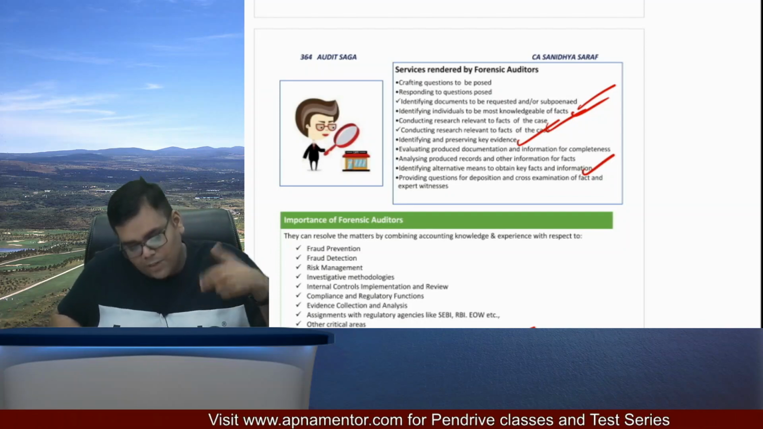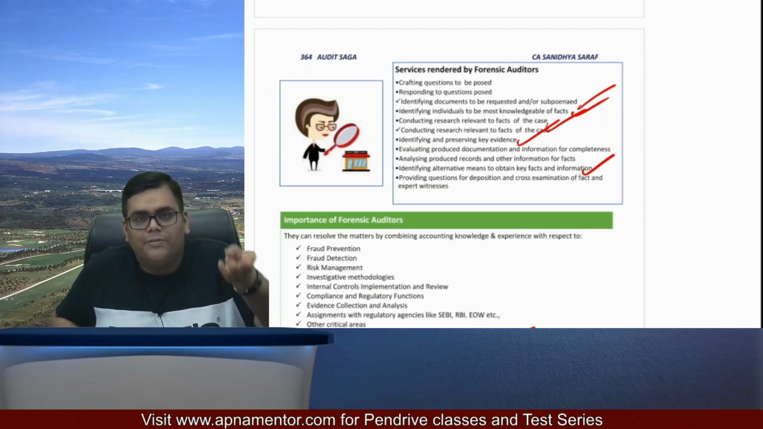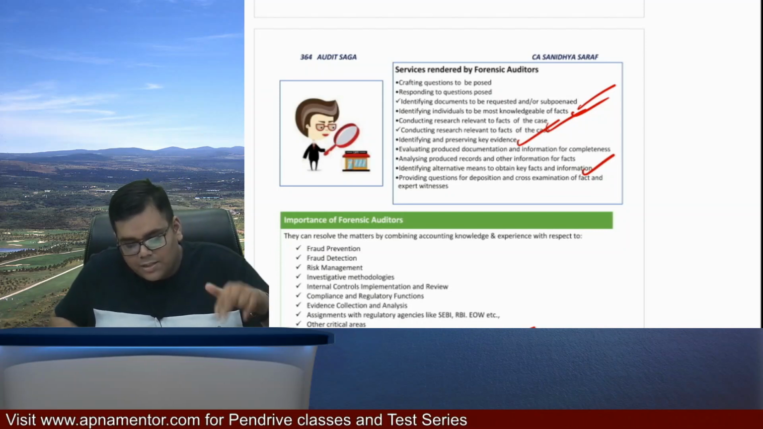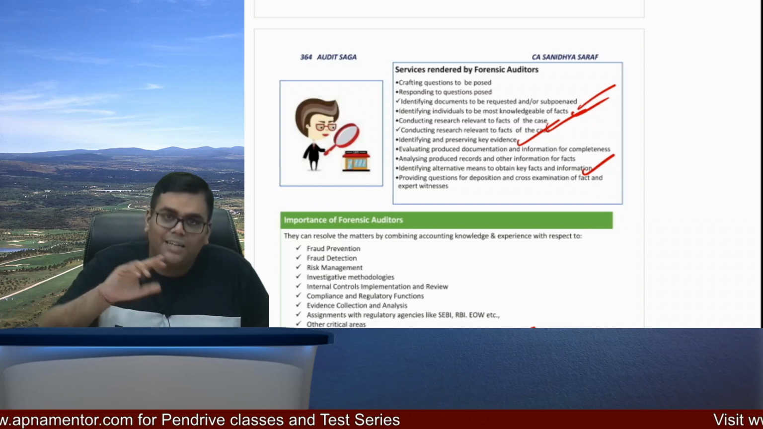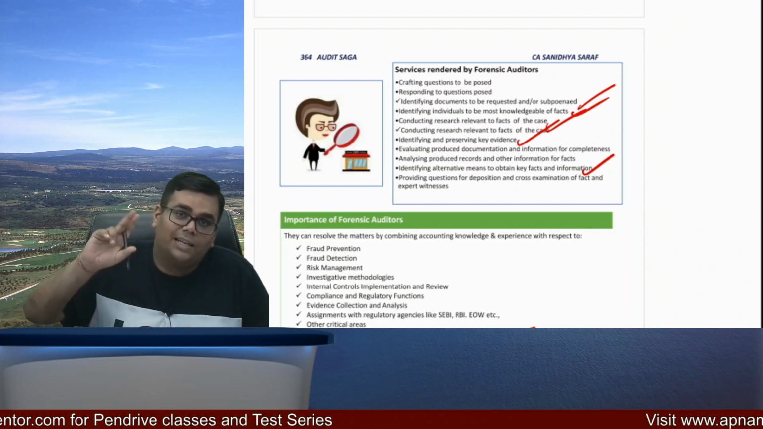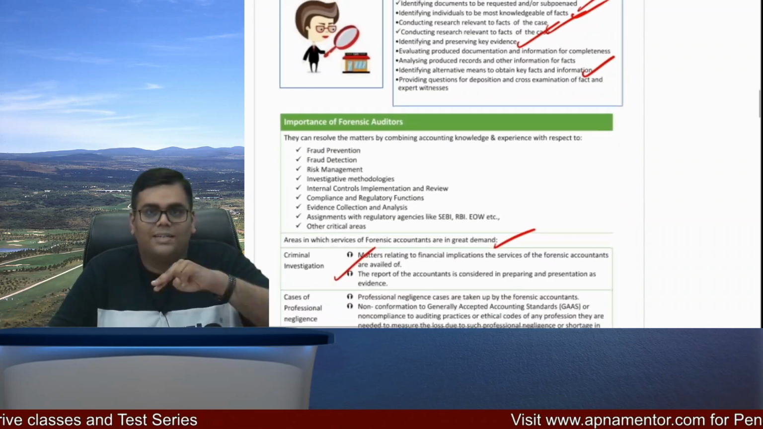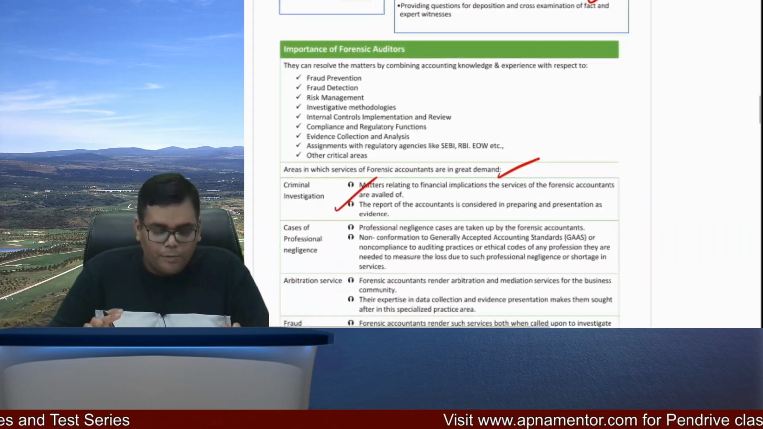Evidence has to be taken, but it also has to be preserved. Evaluating the documentation that is produced by the management. Evaluating and analyzing the records that are produced by the management. Identifying alternative means if the first means used by the forensic auditor was not sufficient. And cross-checking the facts. Importance of forensic auditors.